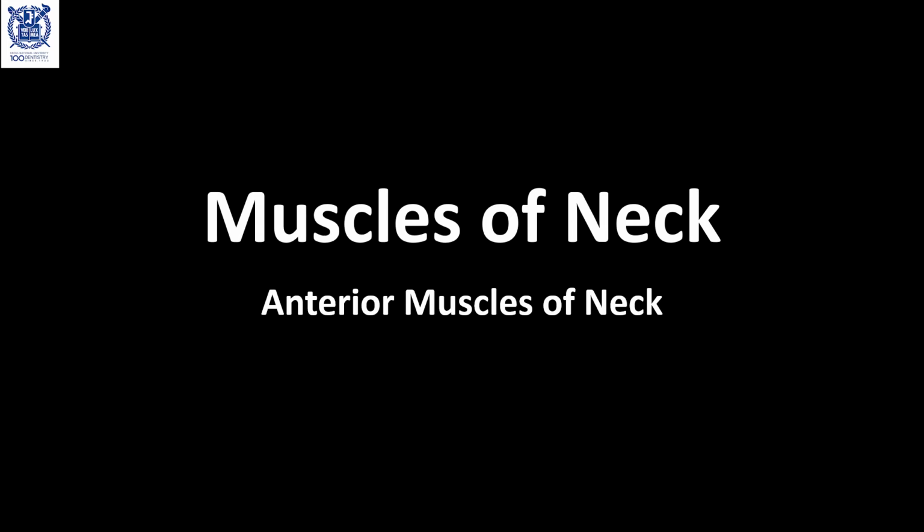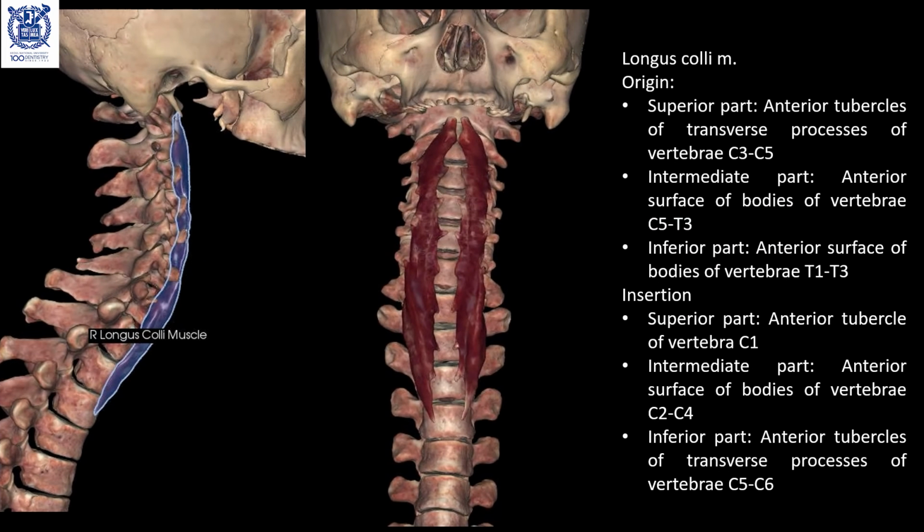Moving on to the anterior muscles of the neck. Longus colli. This muscle is situated on the anterior surface of the vertebral column between the atlas and the third thoracic vertebra. It is broad in the midline, narrow and pointed at either end, and consists of three portions: a superior oblique, an inferior oblique, and an intermediate vertical.